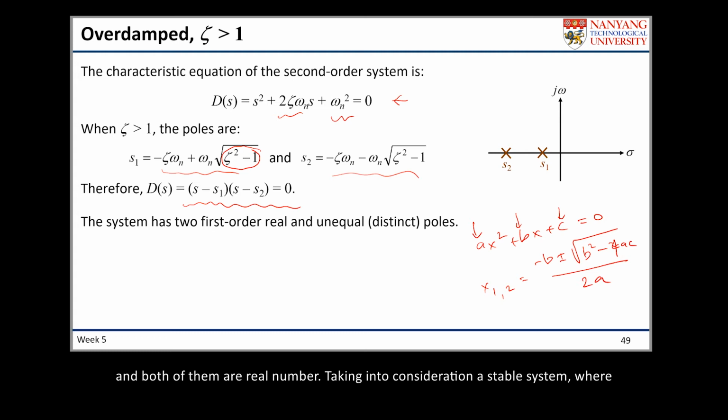Taking into consideration a stable system where all of your poles are in the left-hand plane of the s-plane, if we sketch these 2 poles on the s-plane, they will be probably somewhere here and here. But both of them lie on the real axis because both poles are real numbers.